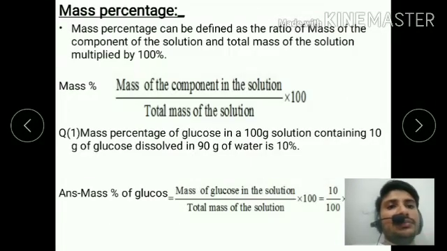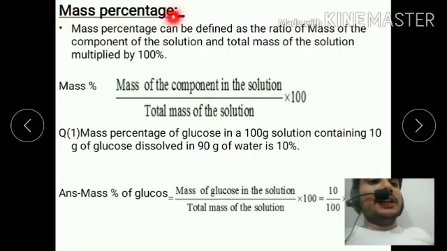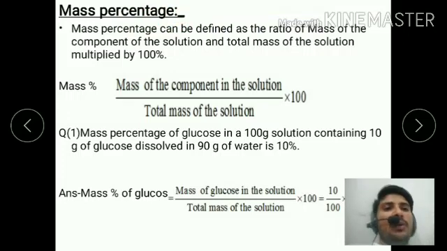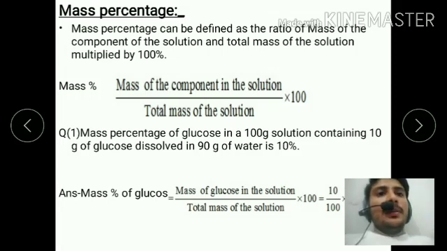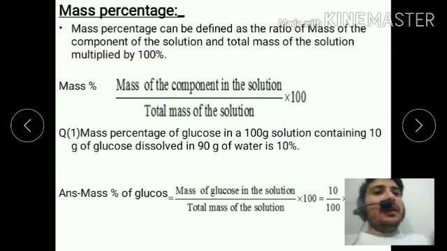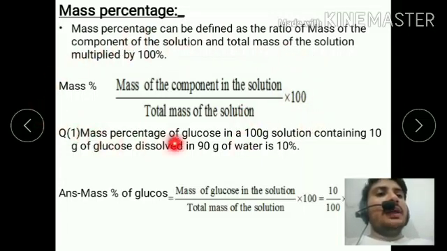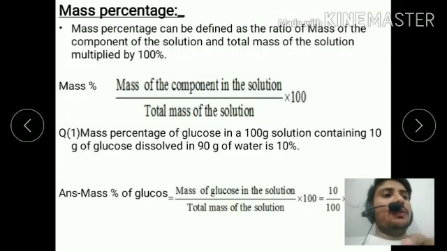What is mass percentage? Mass percentage means amount of mass of solute dissolved in solvent. Mass percentage can be defined as the ratio of mass of the component of solution and total mass of the solution multiplied by 100. When you find the percentage, always multiply by 100. The formula of mass percentage is mass of solute upon total mass of solution multiplied by 100. By this formula we can determine the mass percentage of a solution.